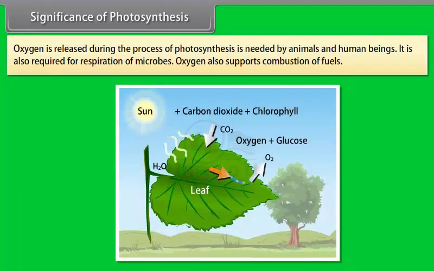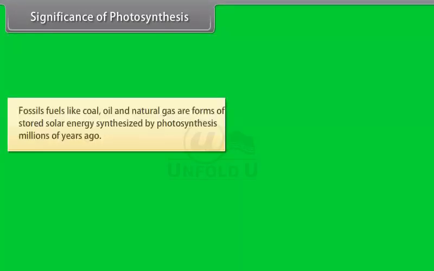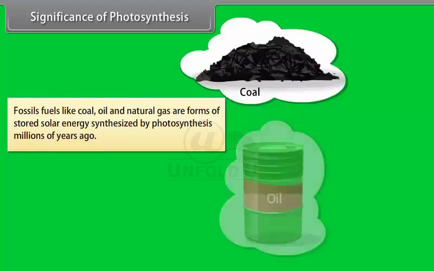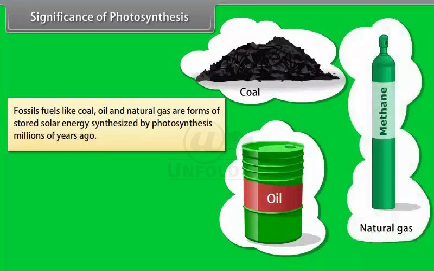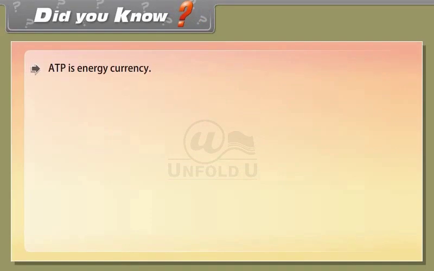Oxygen released during the process of photosynthesis is needed by animals and human beings. It is also required for respiration of microbes. Oxygen also supports combustion of fuels. Fossil fuels like coal, oil, and natural gas are forms of stored solar energy synthesized by photosynthesis millions of years ago. Did you know? ATP is the energy currency.